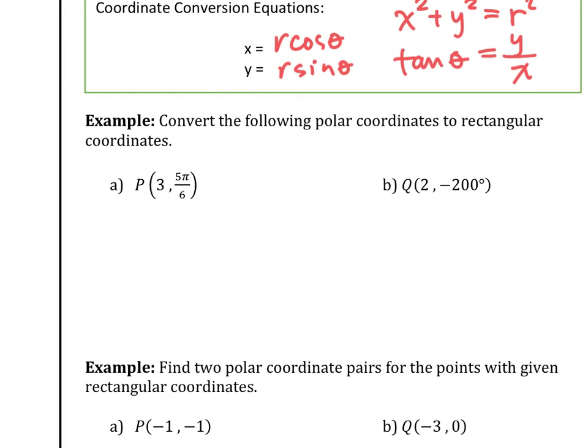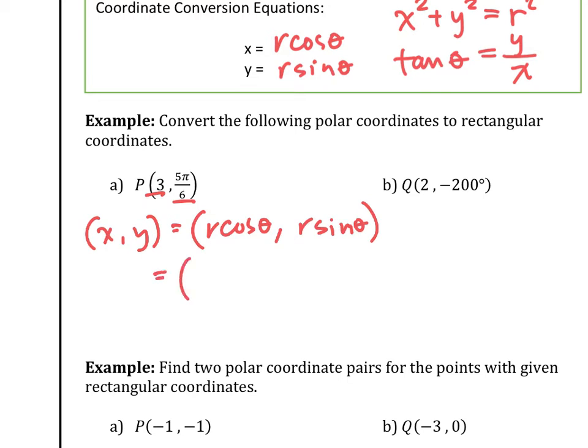All right, let's practice. Convert the following polar coordinates into rectangular coordinates. So if you have (3, 5π/6), how do you get to that same point from x and y? Well, remember that to get to x, y, it is r cosine theta and r sine theta. So let's plug that in: 3 cosine 5π/6, 3 sine 5π/6.